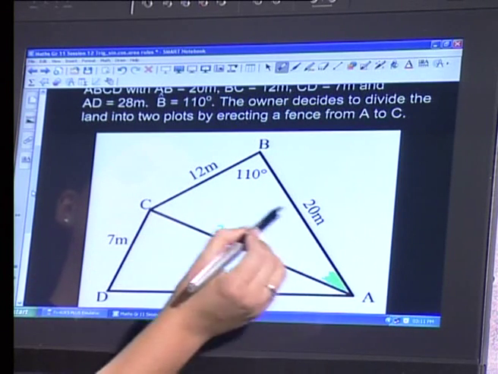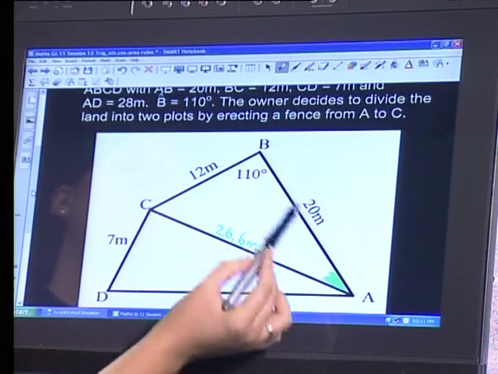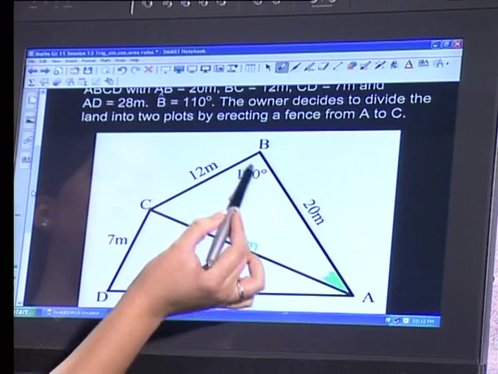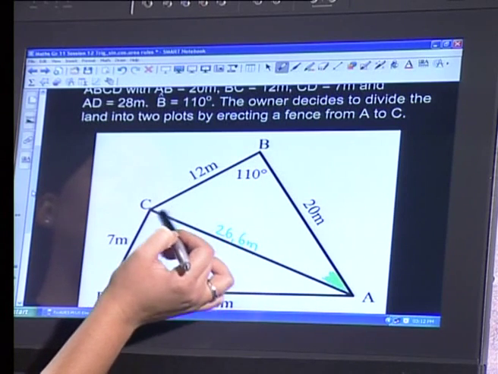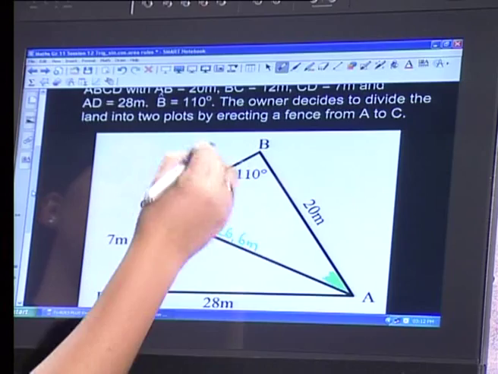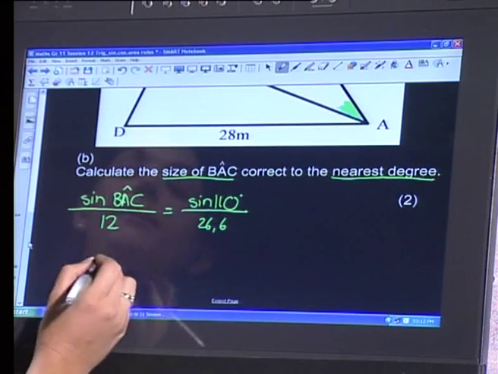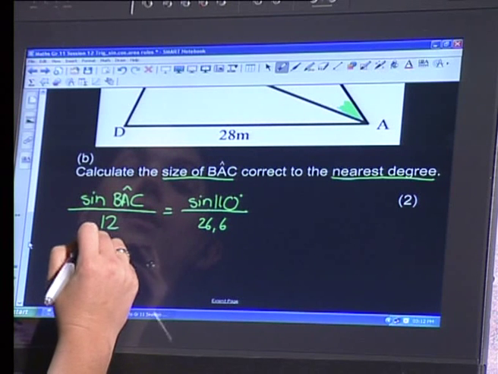Could we use the 20 meters in the sine formula where you don't have the corresponding angle then? Because you've only got one angle, you couldn't calculate that angle using your properties of a triangle. So now let's move along from here. We want to make this the subject of our formula.